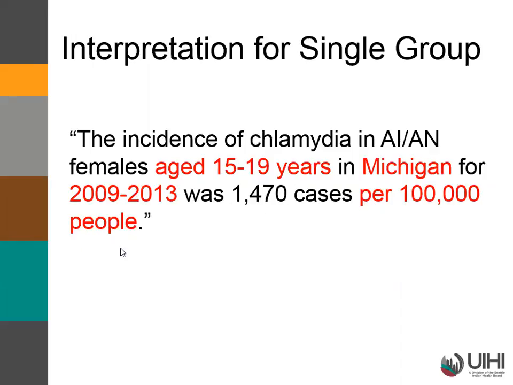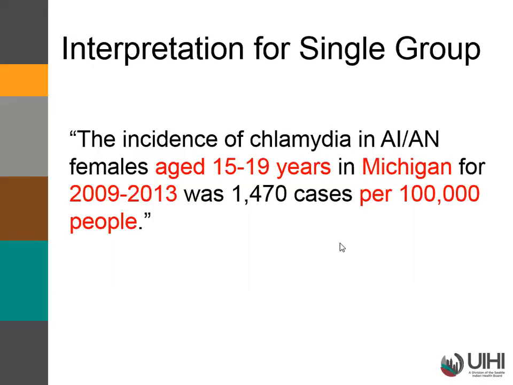per 100,000 people. And so when we're putting together an interpretation, we'll want to include any details like the specific age groups we looked at. And then we'll also want to include the geographic area and the multiple years of data, and also the rate that we're looking at.